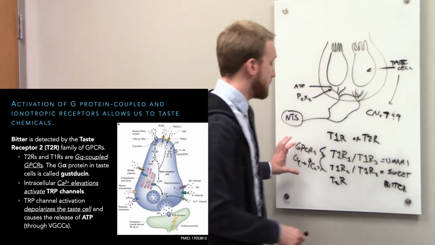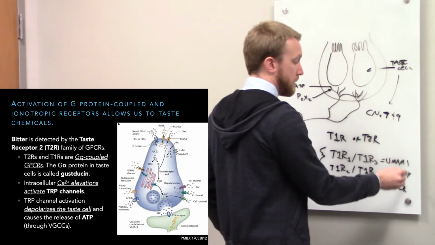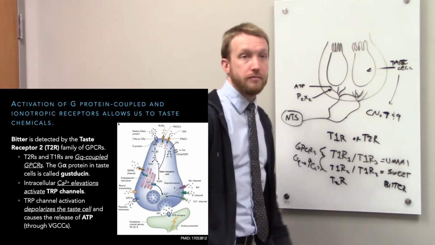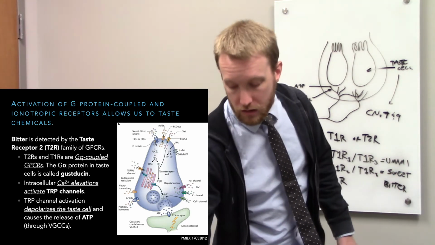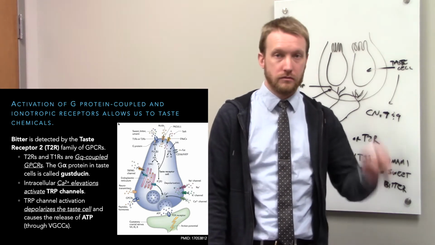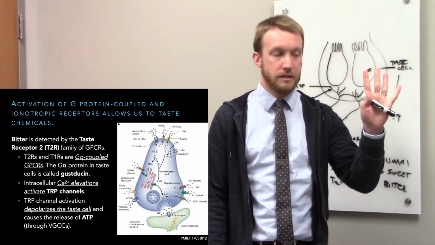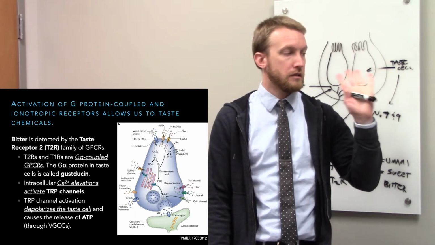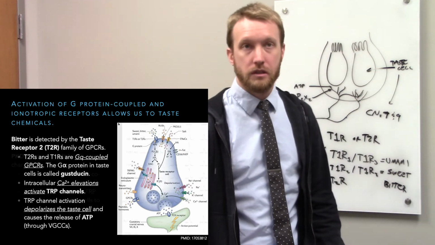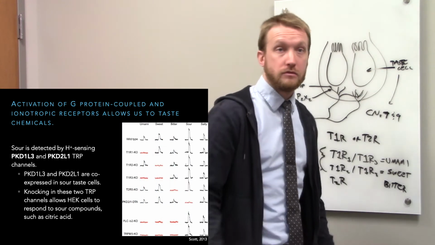So our G protein coupled receptors are going to pick up umami, sweet, and bitter. The sour taste, so that's our fourth taste here, so umami, sweet, bitter. Sour is going to be detected with TRP channels.